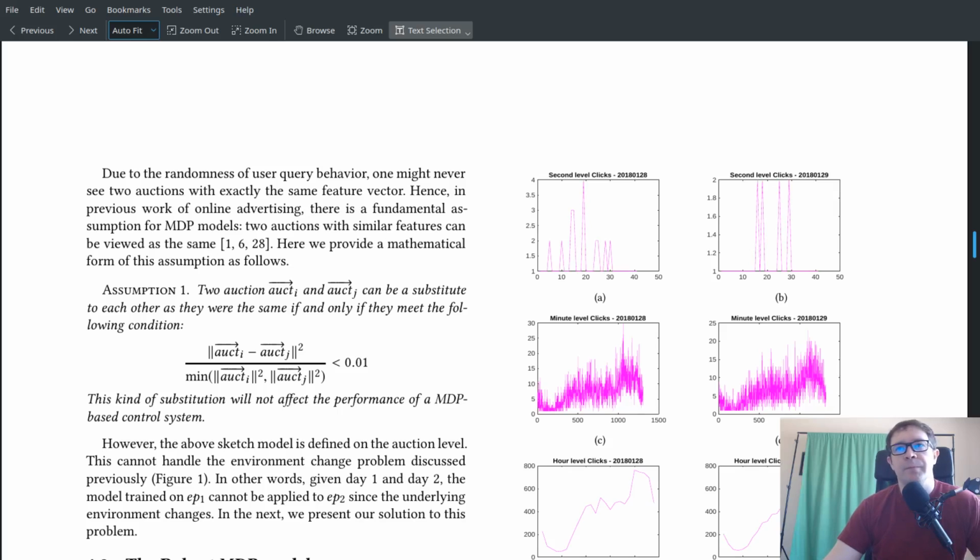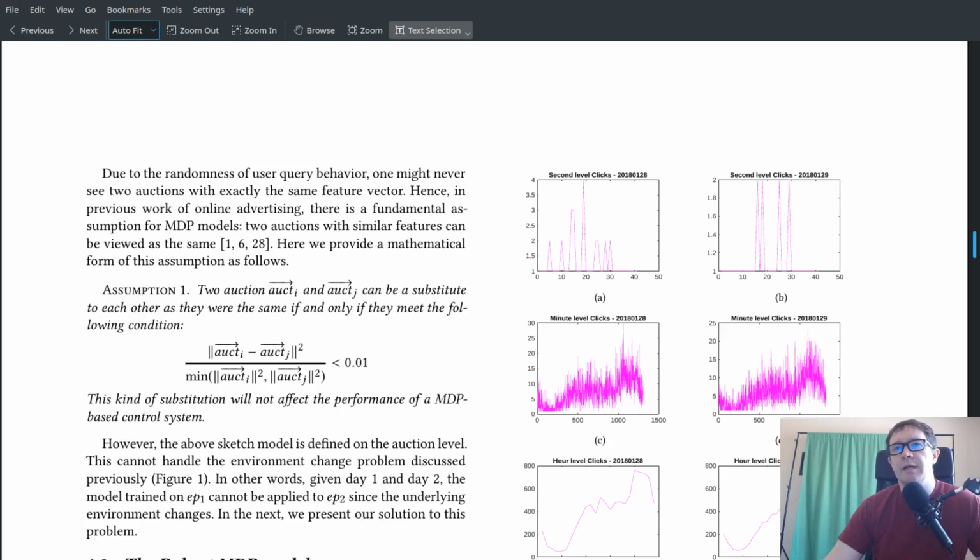It says two auctions, auction I and auction J, can be a substitute to each other as if they were the same if and only if they meet the following condition: the squared delta between the two, divided by the minimum of the squared terms, is less than 0.01. This kind of substitution will not affect the performance of a Markov decision process based control system.